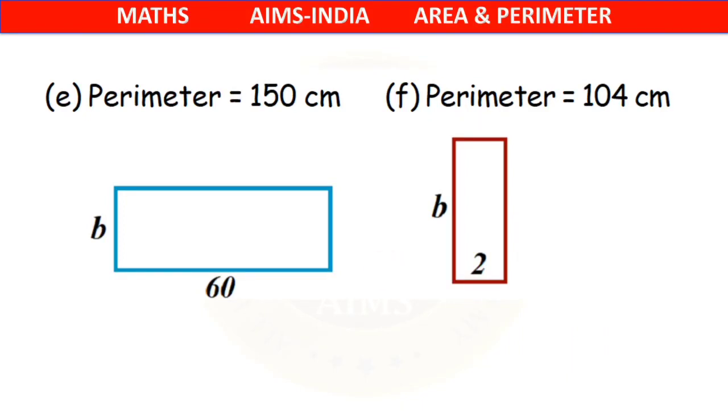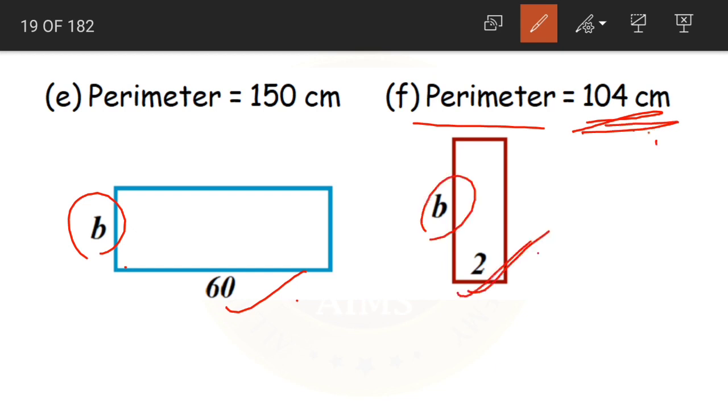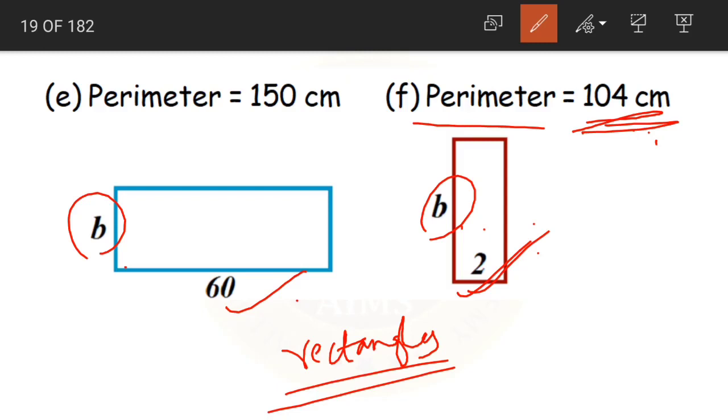And these two are for your homework, children. Please try solving at your home. Perimeter is 150 centimeters. The length is given, the breadth is missing. Again for question F, the perimeter is 104 centimeters. The length is given and the breadth is missing. Both are our rectangles here. Yes or no? Both are rectangles. You have to find out the missing breadth of the given two rectangles.